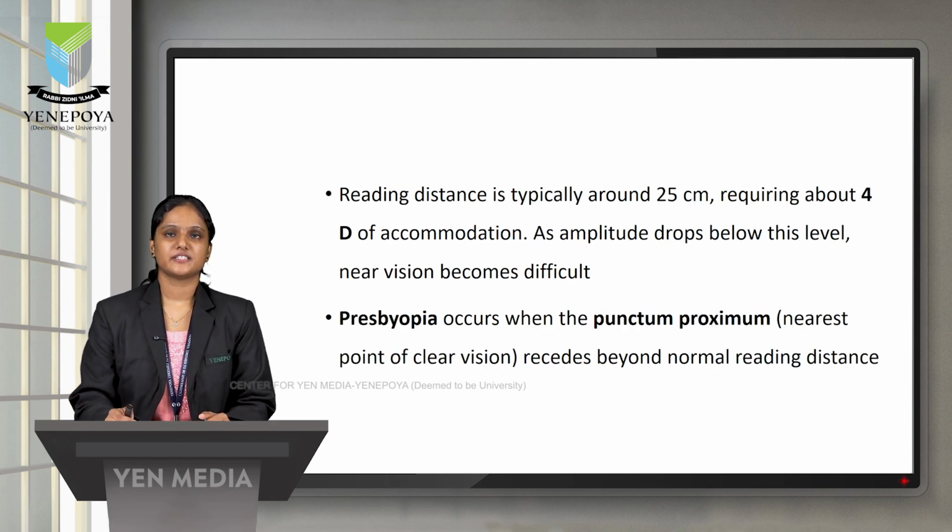The reading distance is typically around 25 cm, which requires about 4 diopters of accommodation. As the amplitude drops below this level, near vision becomes difficult. So presbyopia occurs when the punctum proximum, that is the nearest point of clear vision, recedes beyond the normal reading distance.